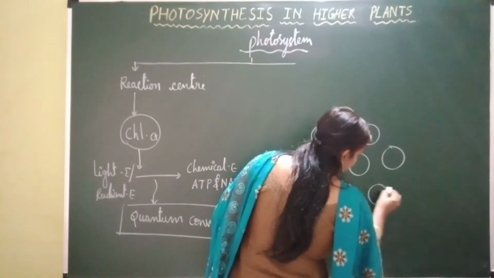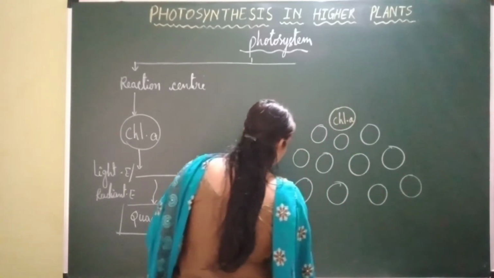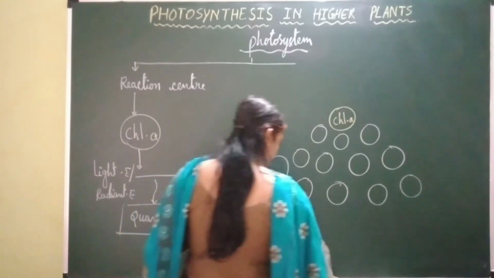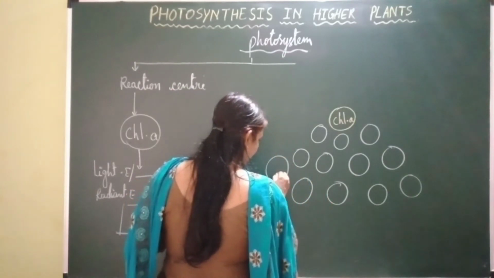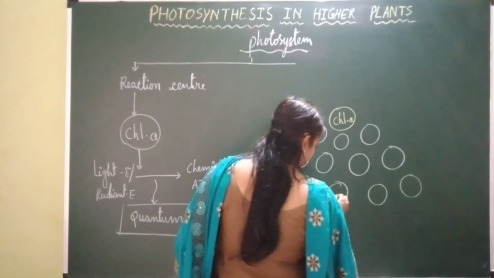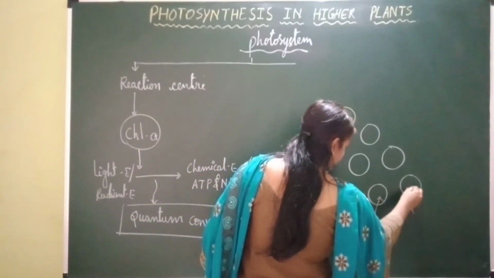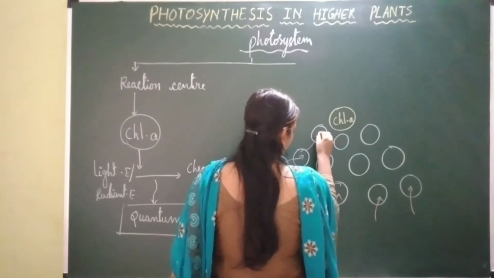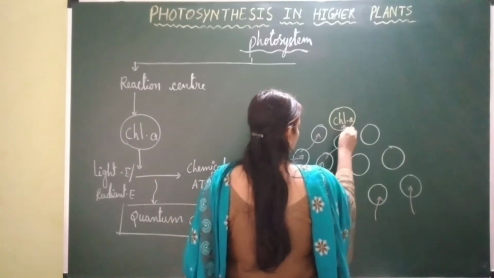So all these light harvesting pigments present around this reaction center are involved in absorbing different wavelengths of sunlight and transferring them ultimately to chlorophyll A, which is forming the reaction center.